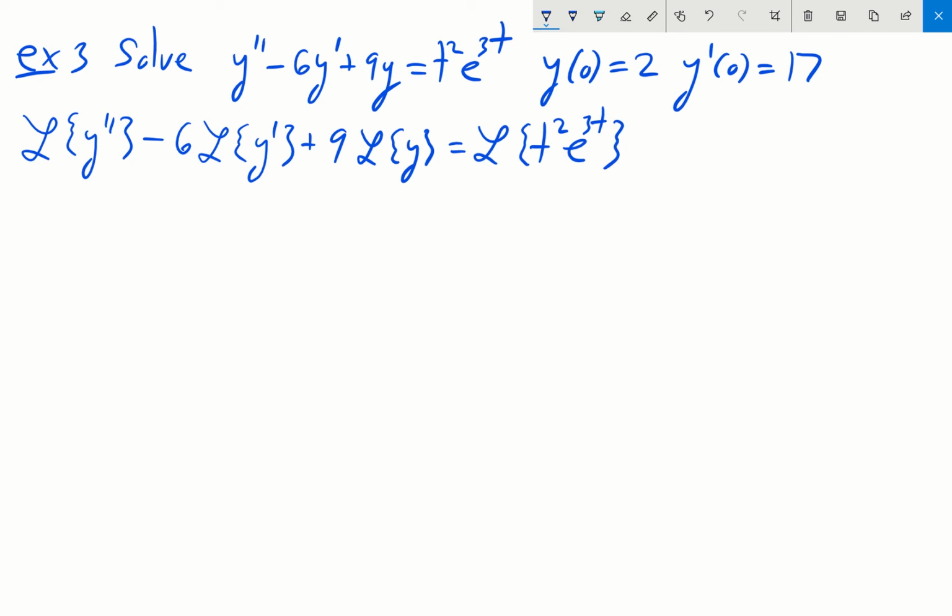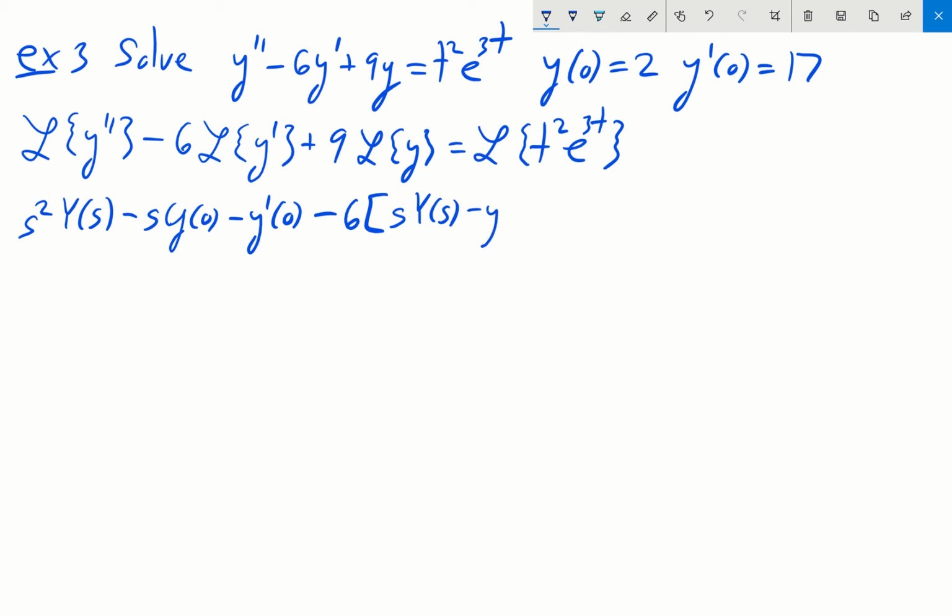We know that the Laplace transform of y double prime is s squared times y of s minus s times y of 0 minus y prime of 0, minus 6 times, again, be careful with your parenthesis usage here, the negative 6 is going to get multiplied by the Laplace transform of y prime. The Laplace transform of y prime is s times y of s minus y of 0, plus 9 times the Laplace transform of y, which we simply call y of s.